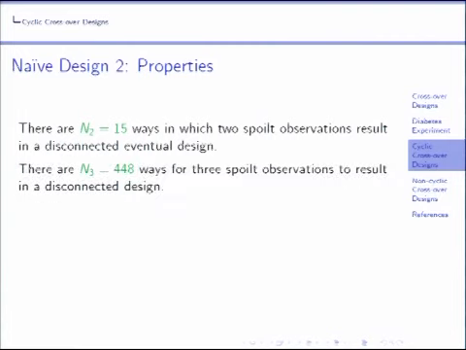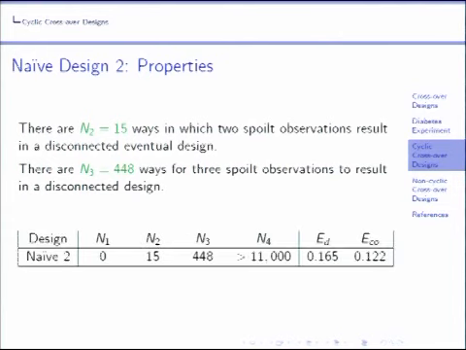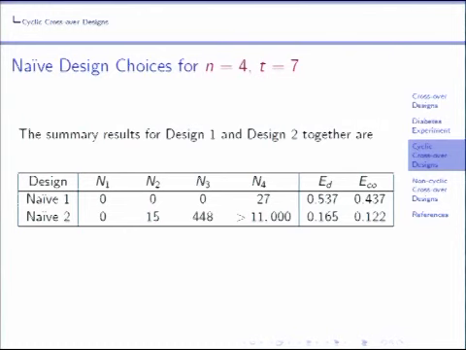I need to speed up a little bit, don't I? And there are 448 ways in which you can lose 3 observations and it's disconnected. So if you think there's a chance you might lose observations, then you need to perhaps rethink the design. I'm going to move on here.